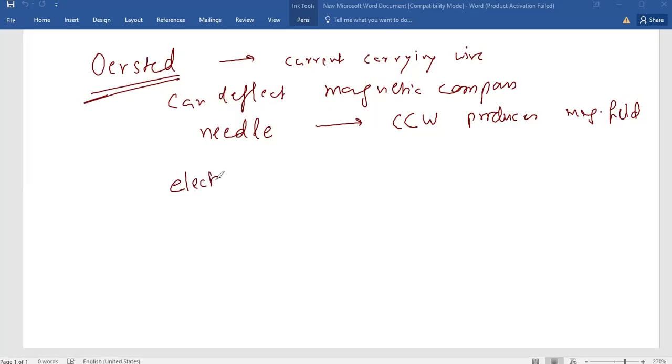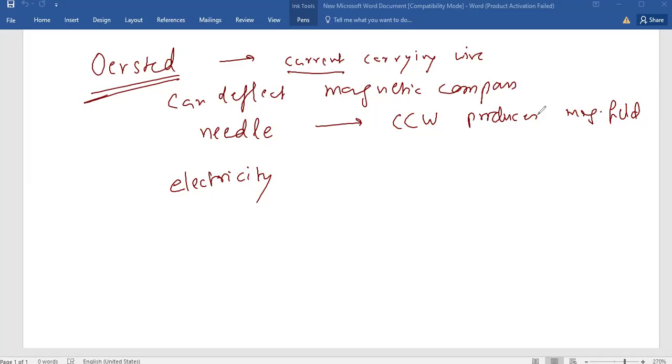Sir, one second. If I'm not mistaken, did you mention before that this happens because the charges are in motion? Yes, correct. Because current means the flow of charge only, and this flow of charge will produce a magnetic field.